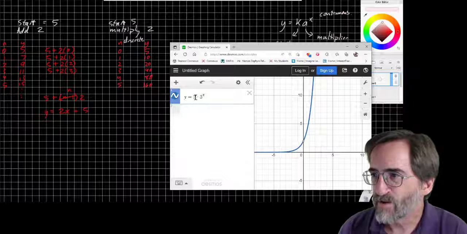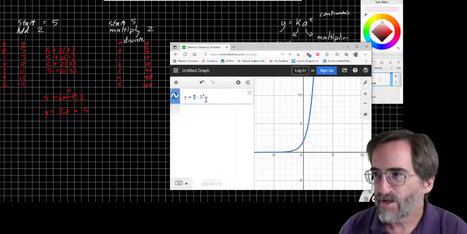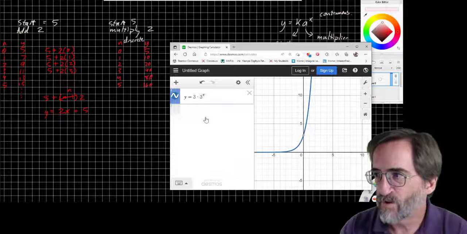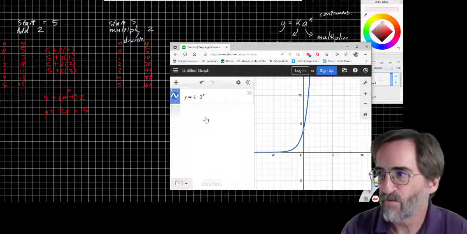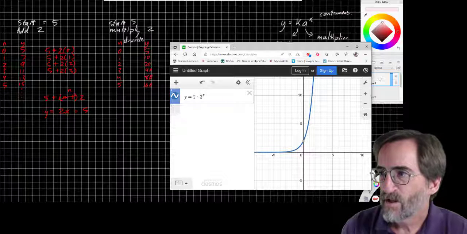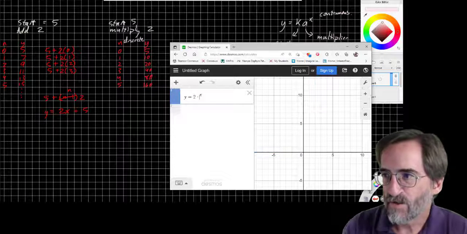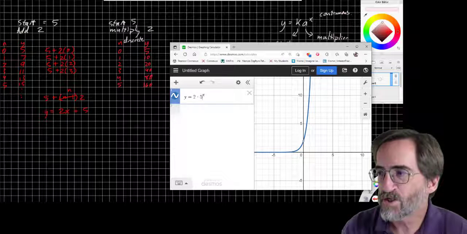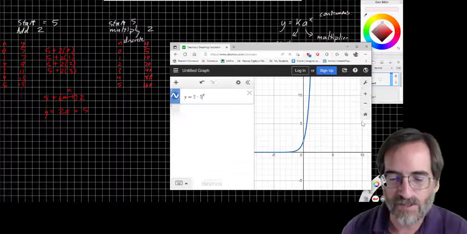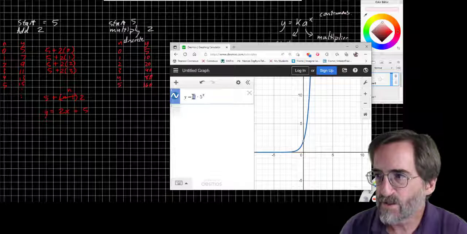All right, let's play with these values here. So as I increase this number, the graph gets steeper, right? Actually, it doesn't get steeper. It changes the start value, right? As this number gets bigger, it gets steeper. Notice it's not changing the x-intercept.